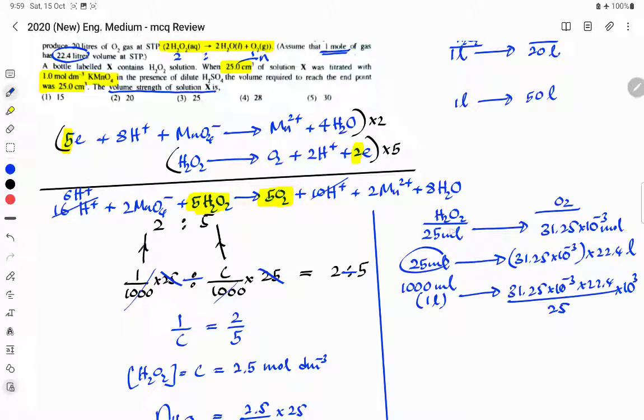So we have to calculate how much volume of oxygen a liter of H2O2 solution will give. It will be this value. When you calculate this, you will get 28 liters. So that will be our answer. Therefore, the answer is the fourth one.